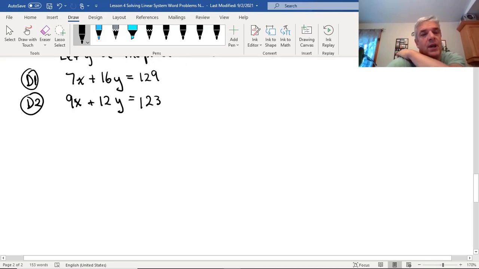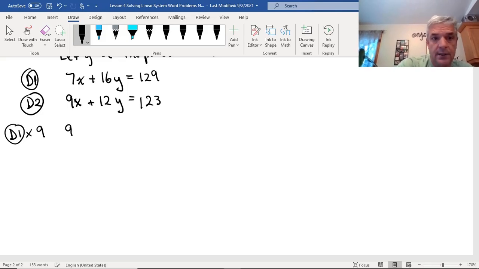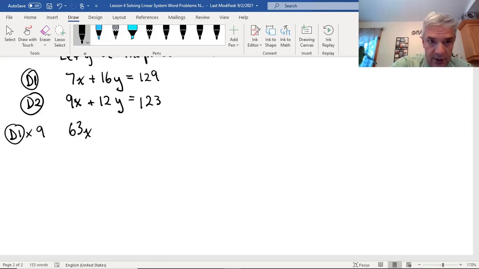And so what I'm going to do is use it like that old fraction cross multiplication thing. I'm going to take D1 and multiply it by 9. I'm going after elimination of X, so I'm going to multiply this equation by 9 and this equation by 7, okay? So 9 times 7, 63. I'm going to multiply everybody in here by 9. 9 times 7, oops, better write the right number down, 63X.